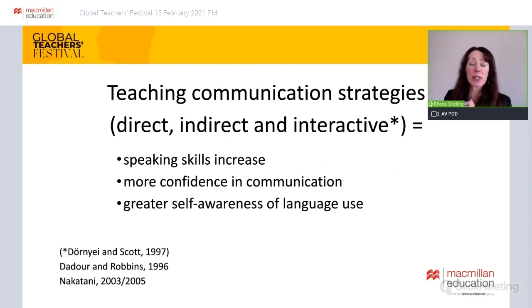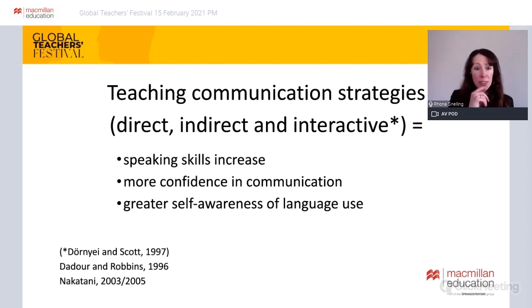The first one, speaking skills increase. More confidence in communication, which is exactly what we want. Last but not least, greater self-awareness of language use, and to me this is the most interesting point. I've just referenced two studies at the bottom there, Dörnyei and Robbins 1996, and Nakatani 2003, 2005. There are loads of studies on communication strategies, but I love these two because both have a very strong element of encouraging students to notice strategies, to actively, openly, explicitly state that they're learning strategies, and to notice their use of them.